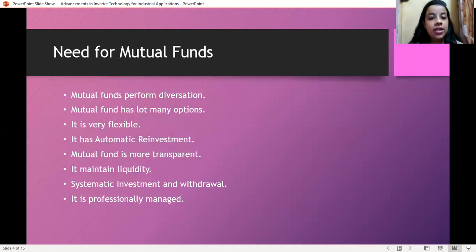Next is mutual fund has a lot of options. So a mutual fund comes in many types and styles. There are stock funds, bond funds, sector funds, target date mutual funds, money market mutual funds, and balanced funds. Mutual funds allow you to invest in the market whether you believe in active portfolio management, actively managed funds.